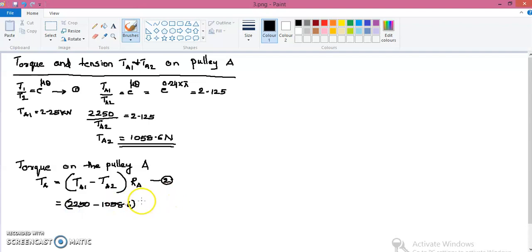The diameter of the pulley is given as 600 millimeter. So I can write it as 600 by 2. That is the radius of the pulley. So when I calculate this, I'll get this value as 357,420 Newton millimeter. That means it is 357.42 Newton meter. So this is a torque acting on the pulley A.